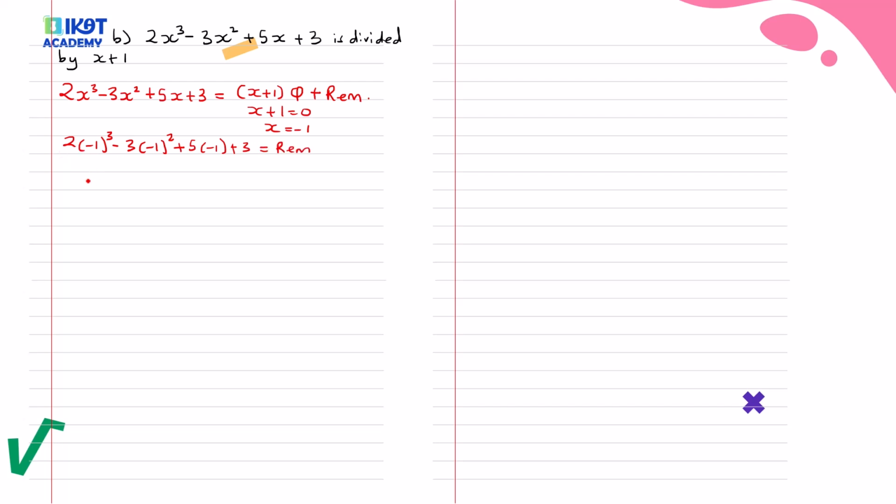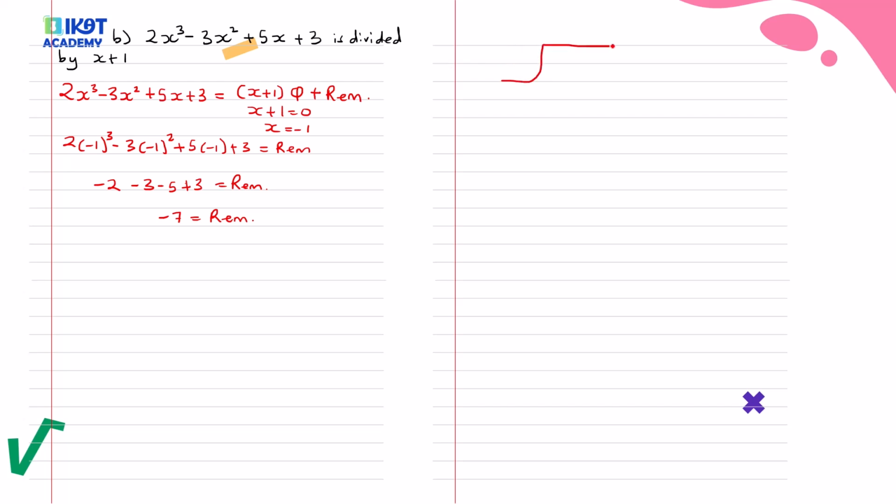So what do we have here? We have negative 2 minus 3 minus 5 plus 3 is equal to the remainder. So we put it into our calculator. Negative 2 minus 3 minus 5 plus 3 is negative 7. So negative 7 is the remainder. Now we can also use our long division method.